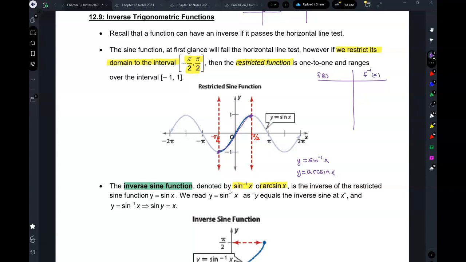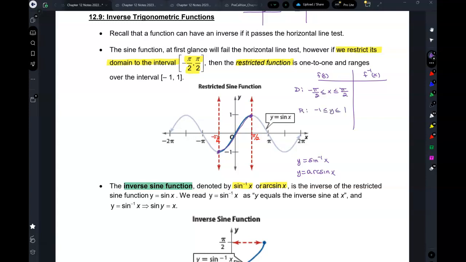When we first learned about inverses, we said you find an inverse by switching x and y, correct? So when you switch x and y, everything associated with the x swaps with everything associated with the y. So the domain and range will also switch. So now we said the domain of the restricted f of x is from negative pi over 2 to pi over 2. And then the range is from negative 1 to 1.